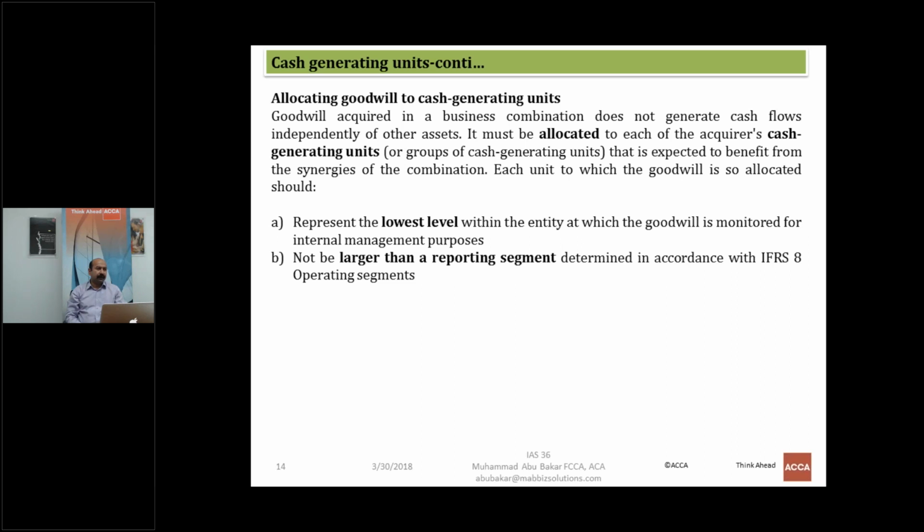Any question? Kindly re-elaborate more on the amount of revaluation reserve that was being transferred to retained earnings constantly. Muhammad Aziz.